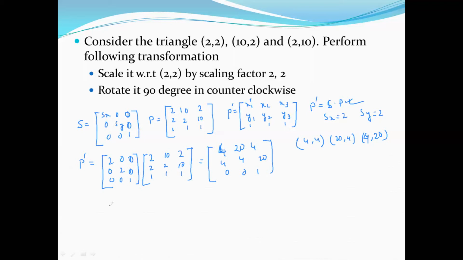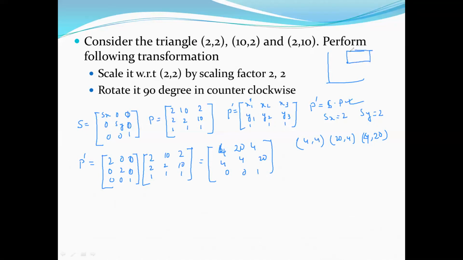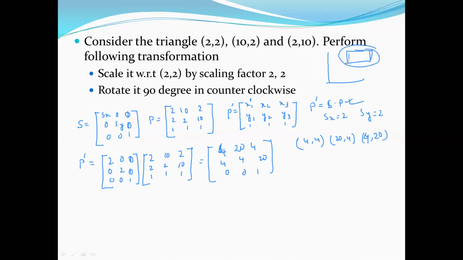To perform the scaling with respect to point 2, 2, what do we have to do? We want to perform it with respect to this point, so we have to bring the entire system to the origin. That means we have to shift our coordinate system so that this point is treated as the origin. So I have to translate all the points with respect to the origin. If I want to translate the point 2, 2 to the origin, the translation factor Tx will be -2 and Ty will be -2.